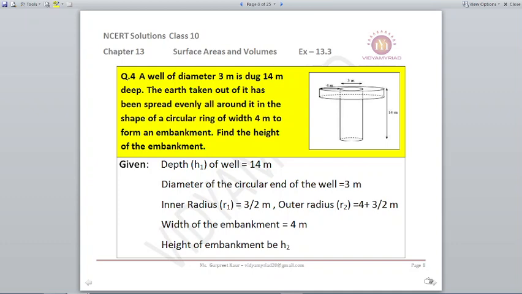Now here, if we look at the figure, you are given the depth or the height, we can take it as 14 meters. Diameter of the circular end is given to us as 3 meters. Inner radius will be 3 by 2. So outer radius will be 4 plus 3 by 2. That is according to the shape also you can come to know. Width of the embankment is given to us as 4 meters. We need to find out the height of the embankment. Let it be h2.